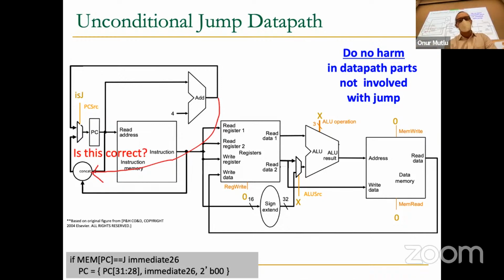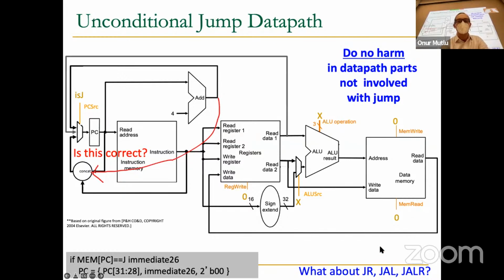Okay, and then there are also other components of jump. There are other types of jump. This was an unconditional jump, but MIPS also has jump register, for example. We need to be able to execute those. I'm not going to talk about these a lot, but let's go to the next slide actually quickly.